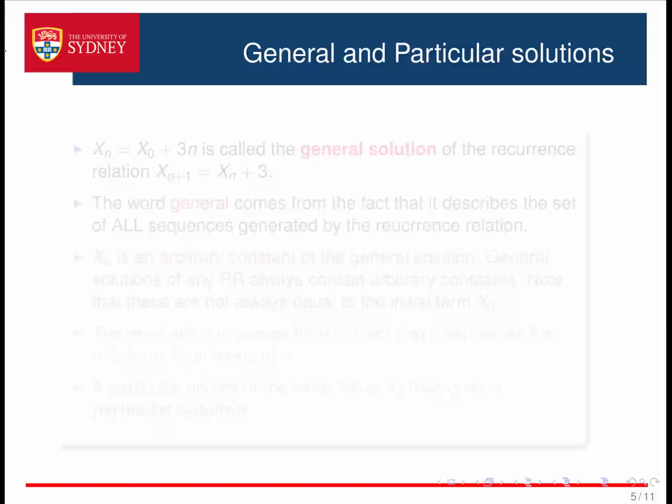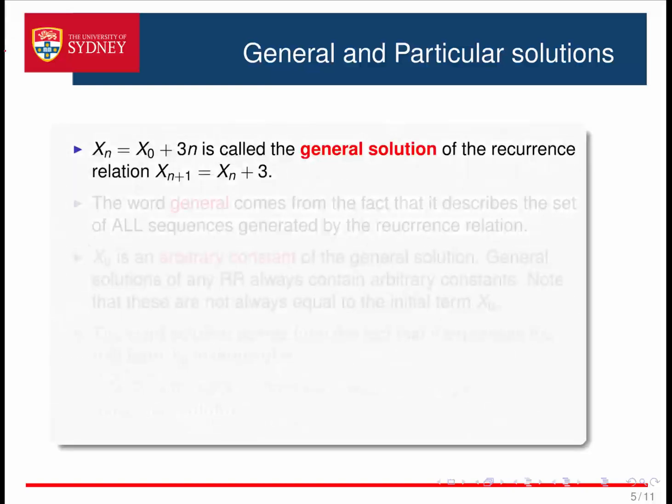Slide 5. General and particular solutions. The formula xn is equal to x0 plus 3n is called the general solution of the recurrence relation xn plus 1 is equal to xn plus 3.